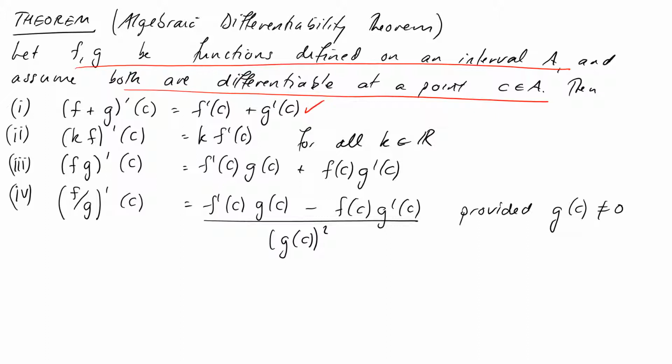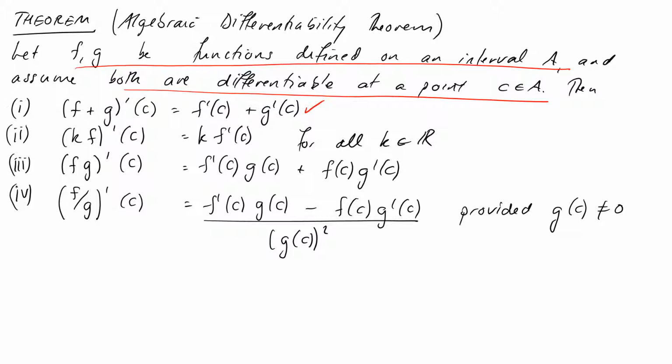That follows directly from the algebraic limit theorem for functions. We're just noting that the derivative is a particular limit, and sums of limits add in the same way. For part two, we have that the derivative of a scalar multiple of a function is just the scalar multiple of the derivative. Again, that's pretty easy to verify using the algebraic limit theorem.